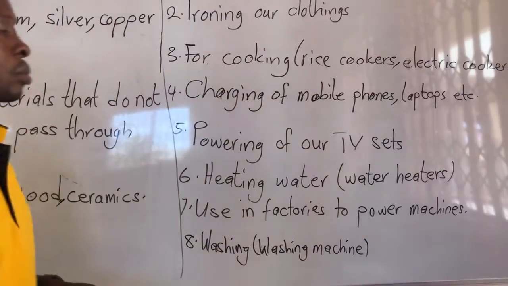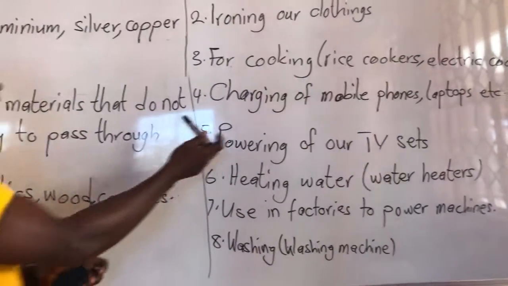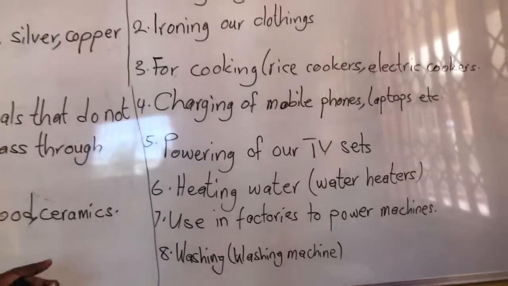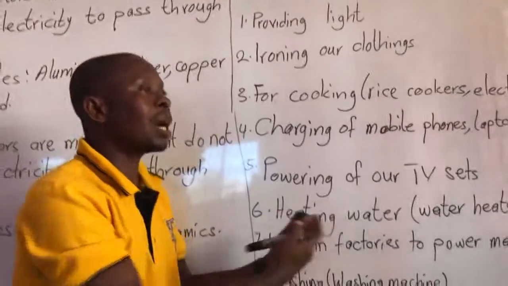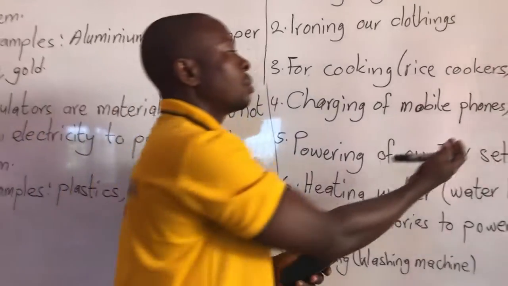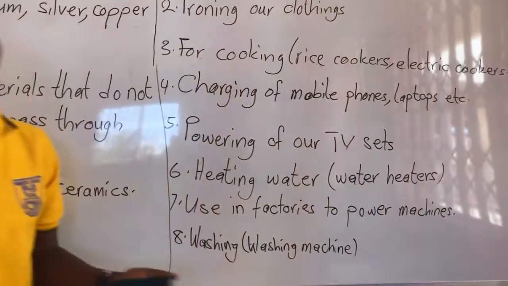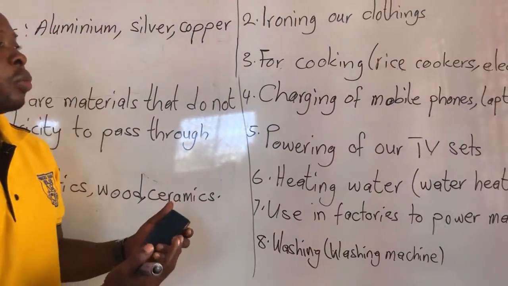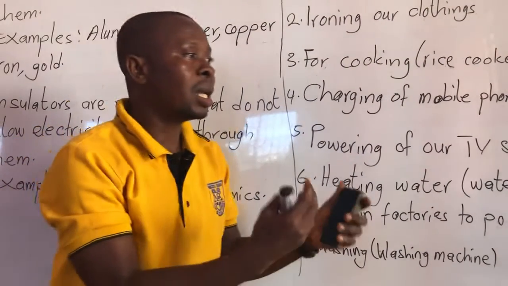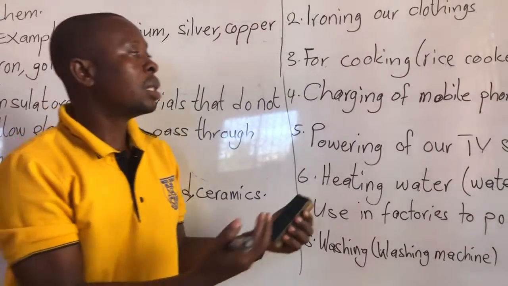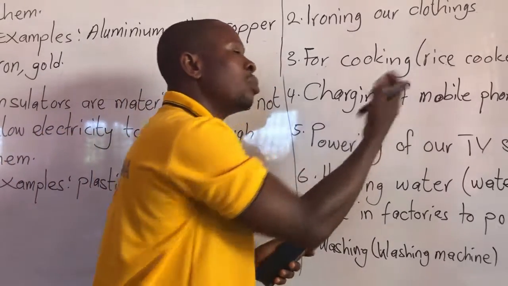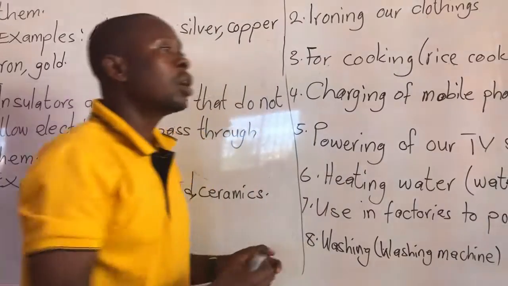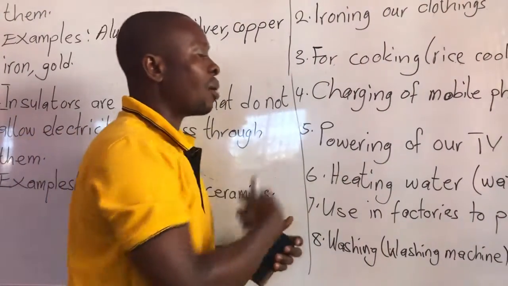Electric cookers. Then we also have charging of mobile phones and laptops. We use electricity to charge our mobile phones and our laptops at home. If the battery is low, we connect the charger to the electrical source, so that our phone will be able to charge and will get the power to use our phone.